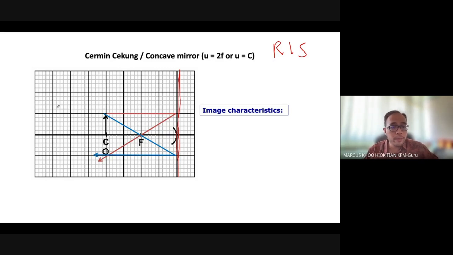Okay, you should be able to get the image from over here. The image should be formed just at the C. And of course, image characteristics. Is it on the same side as the object? Yes, so it's a real image.